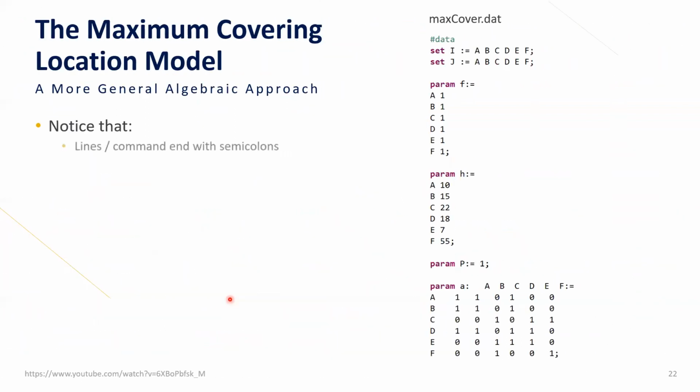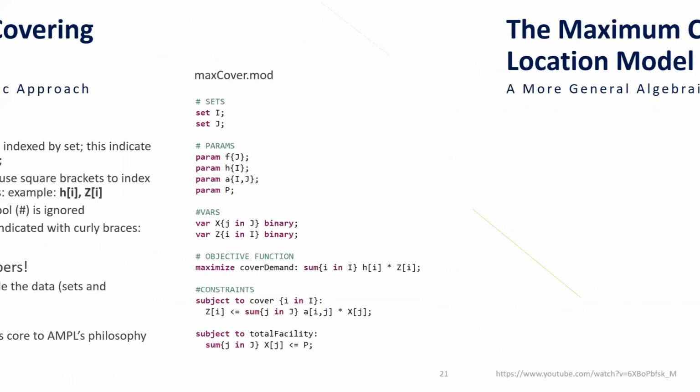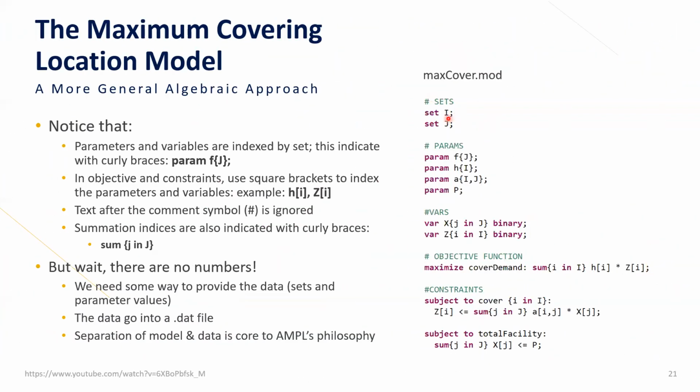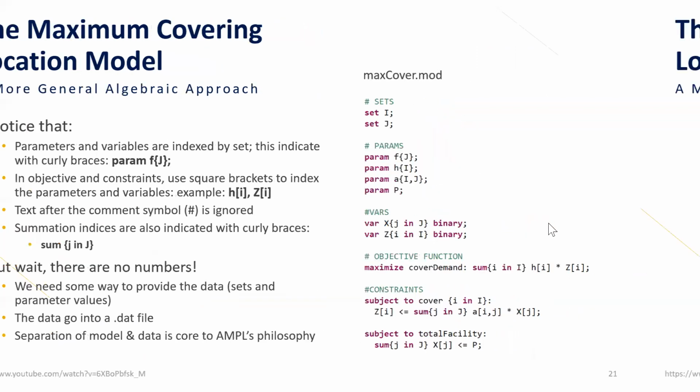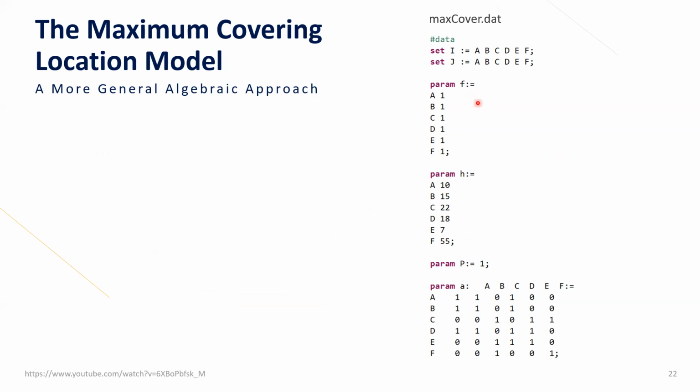Here you can see how we define the data. The data will populate all the sets and parameters here. You have set I, set J, parameter f, parameter h, parameter a, parameter p. In the data, you populate them with the data that you will use. Set I consists of A, B, C, D, E, F. Set J consists of A, B, C, D, E, F. Parameter f consists of A, B, C, D, E, F, A equal to 1, B equal to 1. It means that the fixed cost is 1, 1, 1, 1.